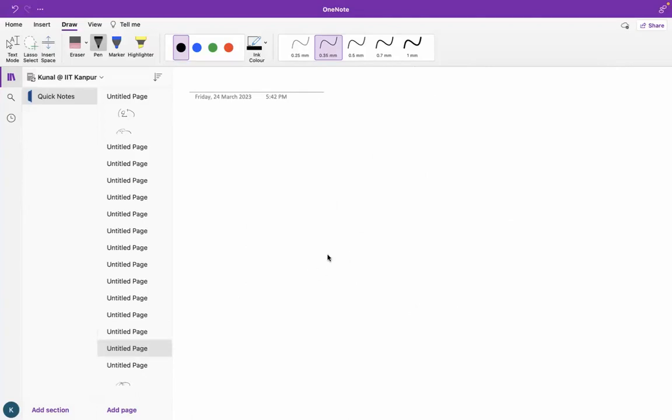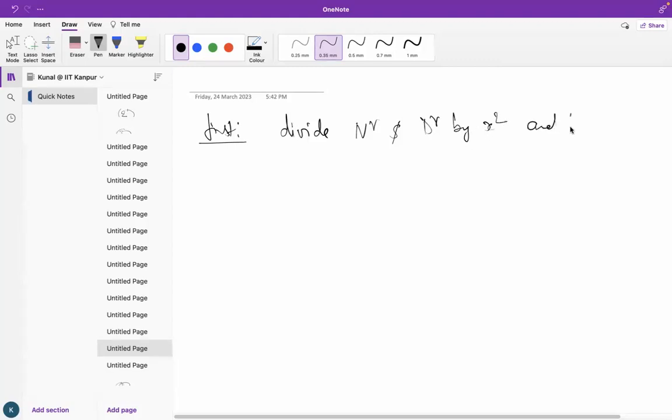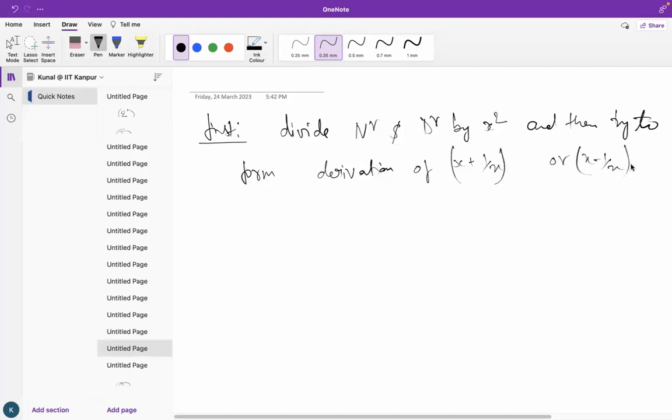So what we have to do first, there's a step: first, divide numerator and denominator by x square, and then try to form the derivative of x plus 1 by x and x minus 1 by x in the numerator. This is the first step. If it's not clear yet, don't worry, we'll give an example and things will become clearer.